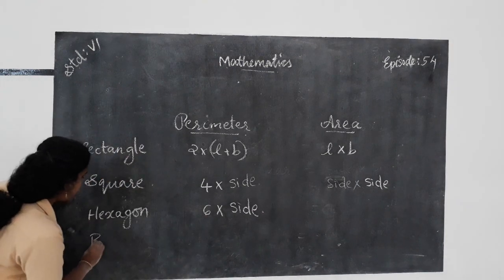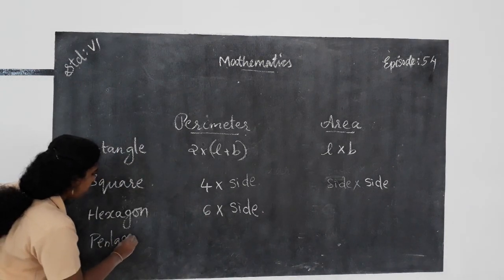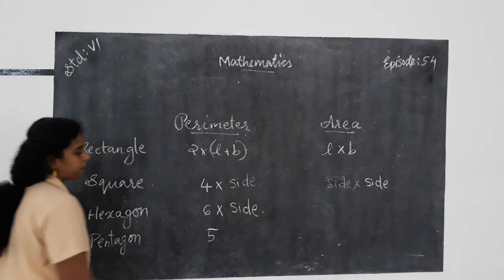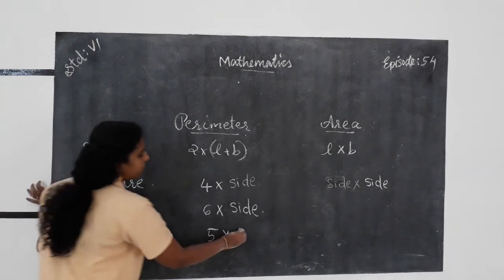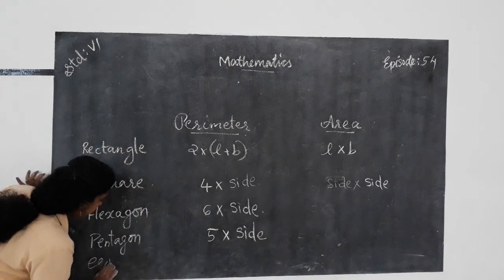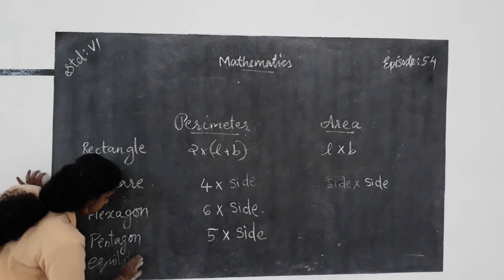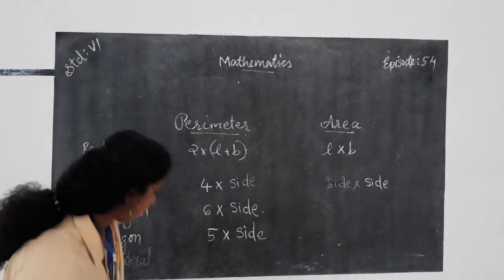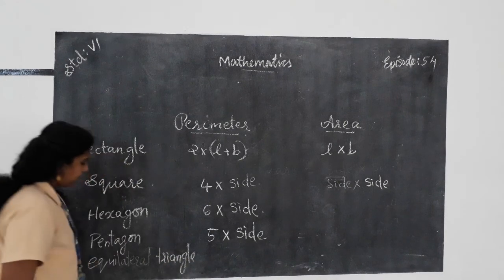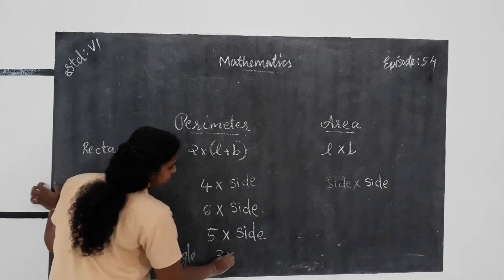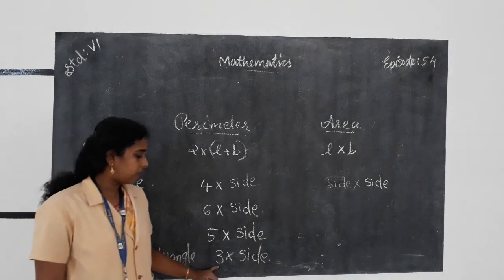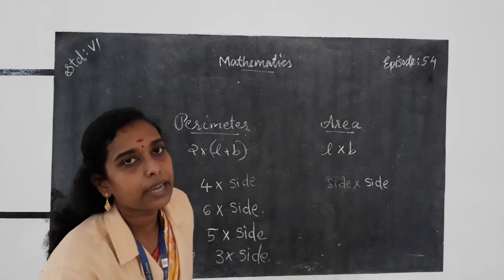Then the pentagon, how to find the perimeter of a pentagon? That's equal to the number of sides in a pentagon, which is 5, into the length of each side. So 5 into side. Then in the case of an equilateral triangle, the perimeter is equal to 3 into side. In an equilateral triangle, the 3 sides are of equal length, so it's a regular shape. So the equation is 3 into side, number of sides into length of each side.